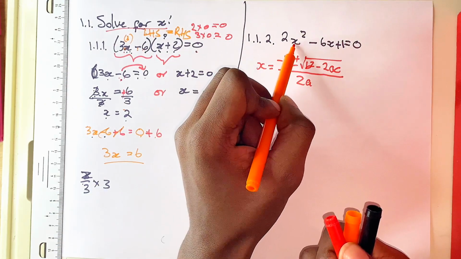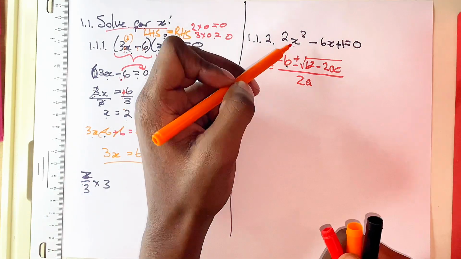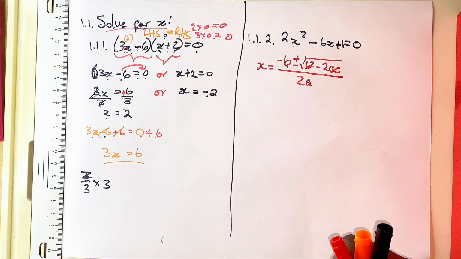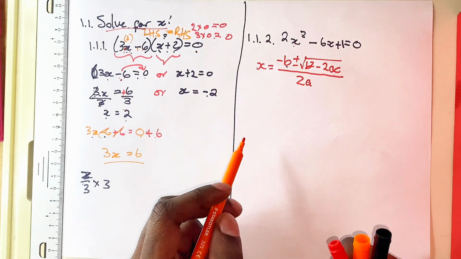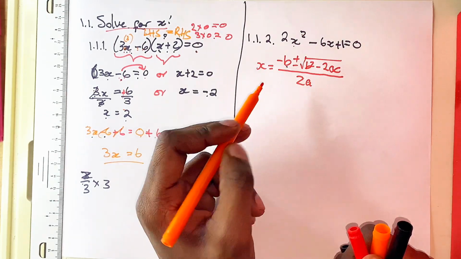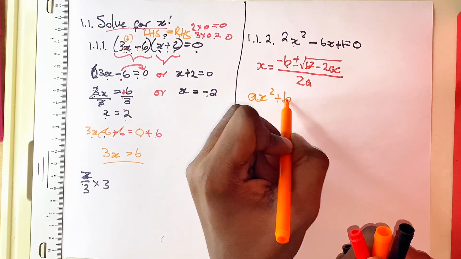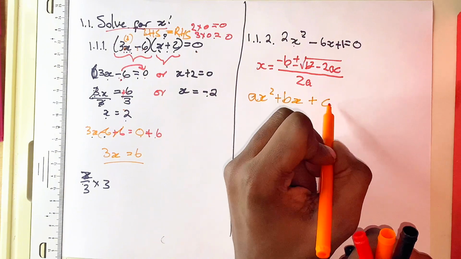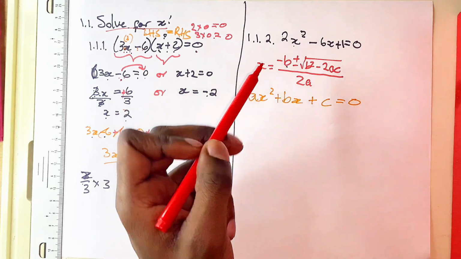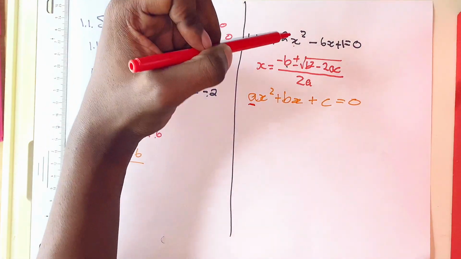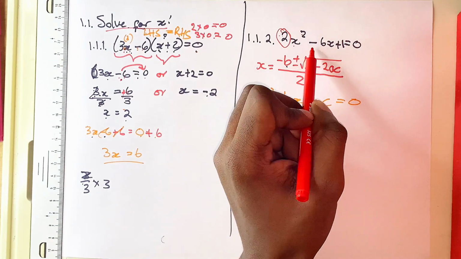Now what is b, what is a, what is c? We can see that the highest order here is 2, right? X to the exponent 2. The highest exponent is 2. If the highest exponent is 2, we are dealing with a quadratic equation. And the format of a quadratic equation is given by ax squared plus bx plus c equal to 0. So which means that this a is given in this equation by 2, the b is minus 6.